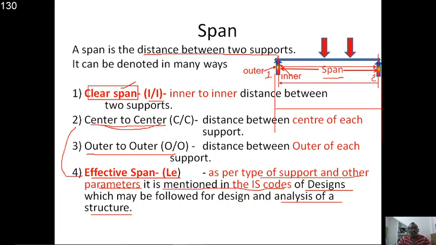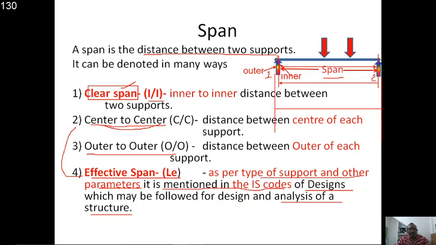So I think it is clear. There are four types of spans we generally talk about. One is clear span, that is inner to inner. The second is center to center span, that is the half of the support to the other half of the support. Whereas for the outer to outer, it is completely beyond the support's outline to the other support's outline. So that distance is known as outer to outer span.